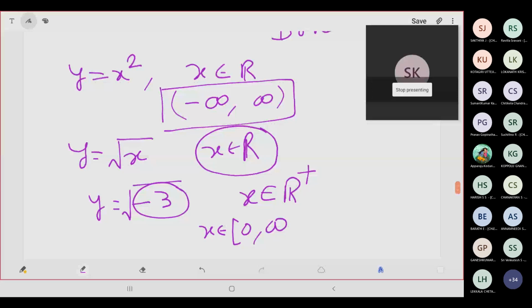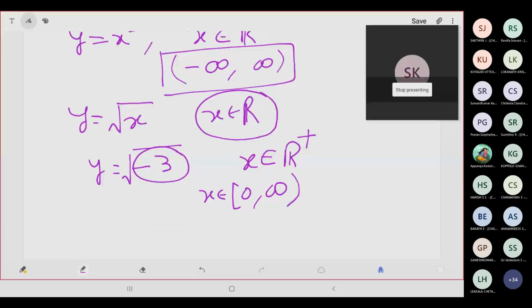Whenever you include the end point, you mention the closed interval, and where you are not considering the end point, you write an open interval, that means a small round bracket. A small bracket means you are not considering the end point infinity.